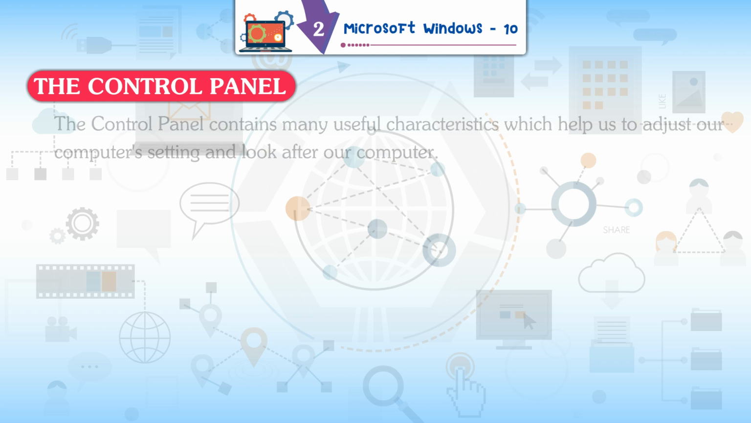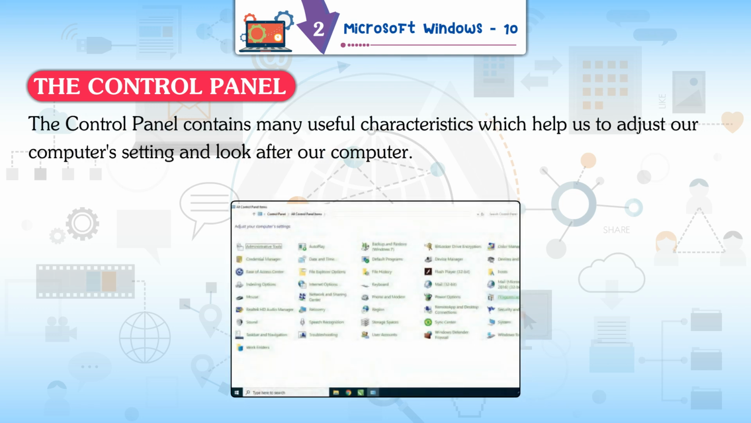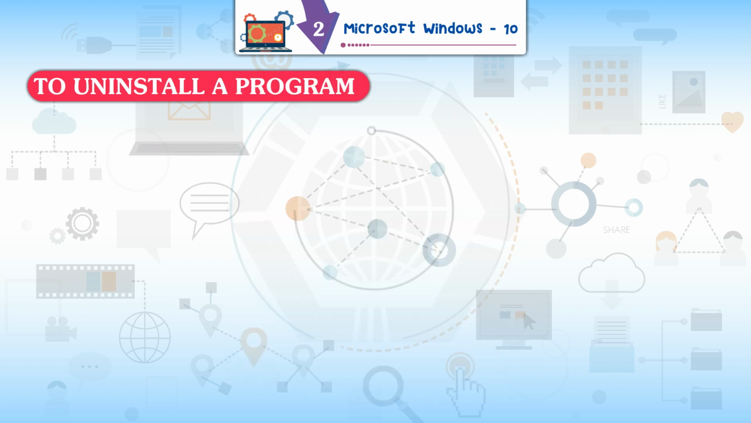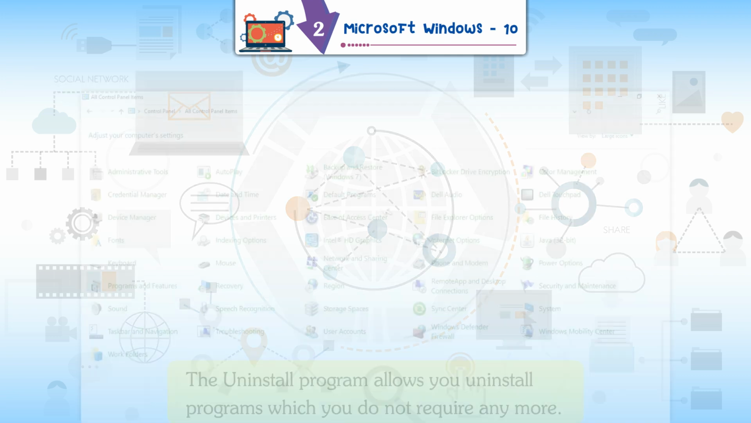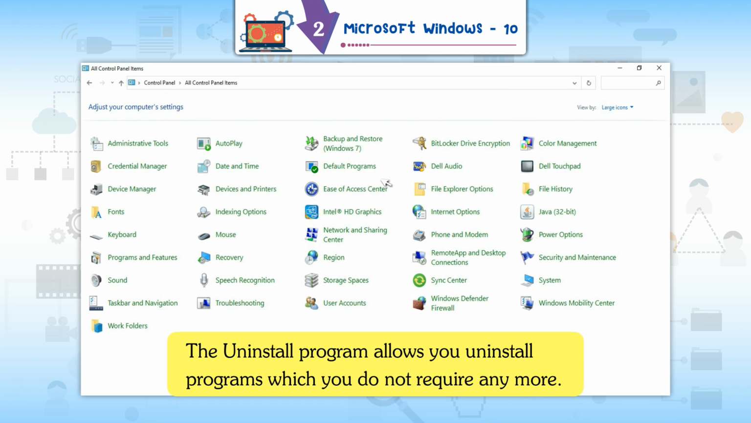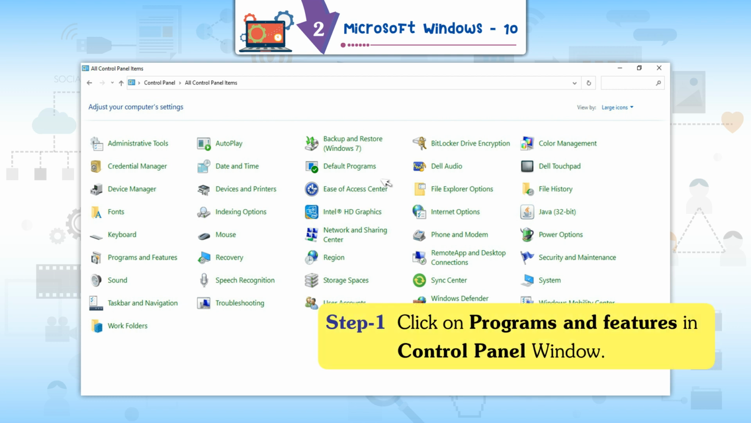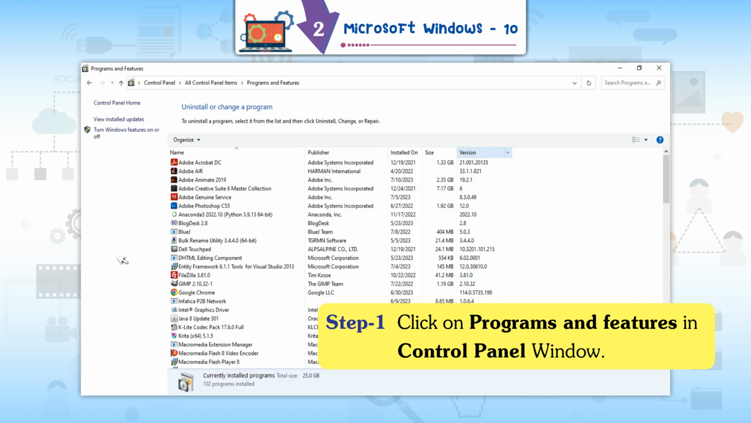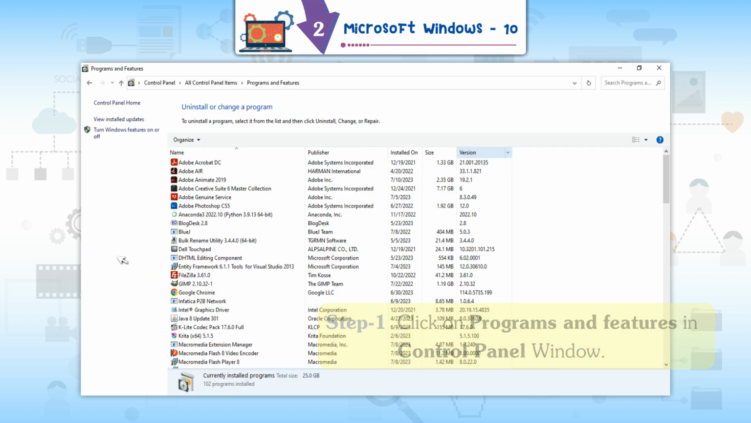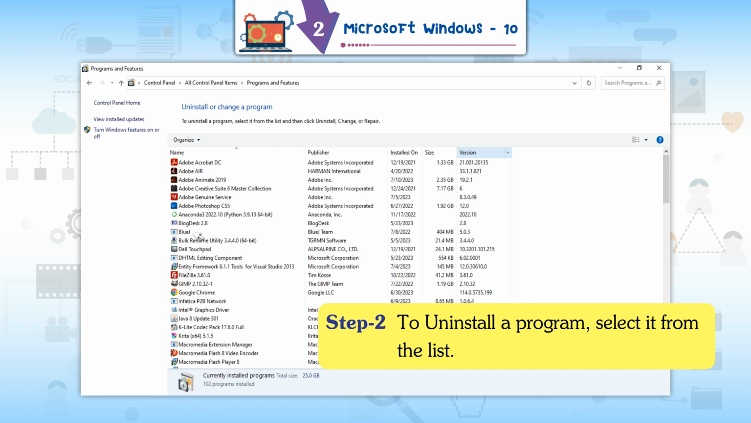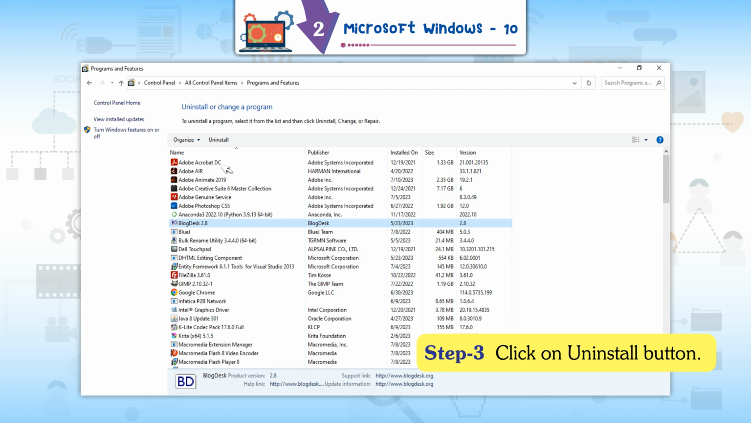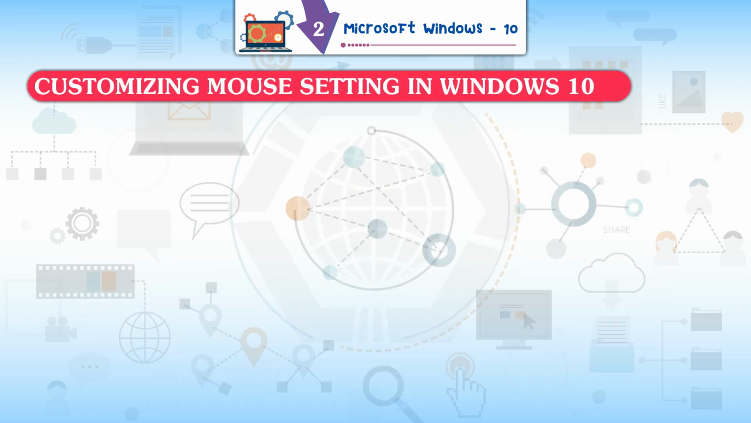The Control Panel. The Control Panel contains many useful characteristics which help us to adjust our computer's settings and look after our computer. To uninstall a program. The uninstall feature allows you to uninstall programs which you do not require anymore. Step 1. Click on Programs and Features in the Control Panel window. Step 2. To uninstall a program, select it from the list. Step 3. Click on the Uninstall button.